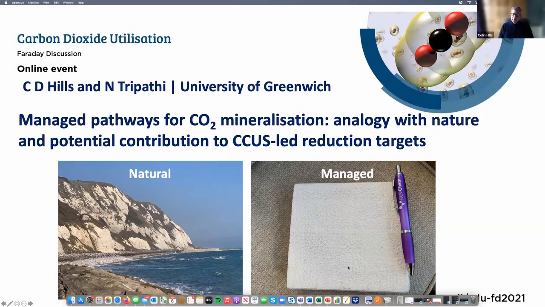And what we notice when looking in the literature is there's a bit of a lack of a reference point. So what we try to do in the work I'm going to present to you in a minute is to give an analogy with nature, and also give some understanding of the kind of amounts of CO2 that can be potentially mineralized in the UK, and how they relate to the CCUS lead reduction targets that have been published by the government.